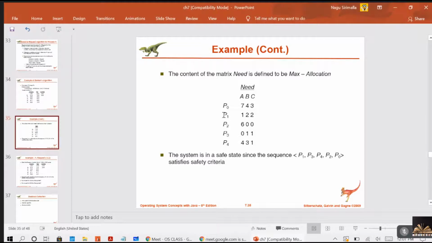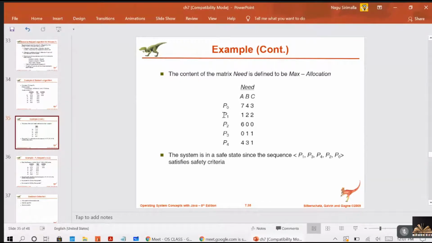Now you check, is it possible to allocate to P2? No. Why? Because its request is 600, but we have only 454. Only 4 instances of resource type A are available, but P2 is requesting 6 instances. Not possible, so you are not giving to P2. Next check P3, 011. Is it possible to allocate? Yes. After allocating to P3, your available will be updated.